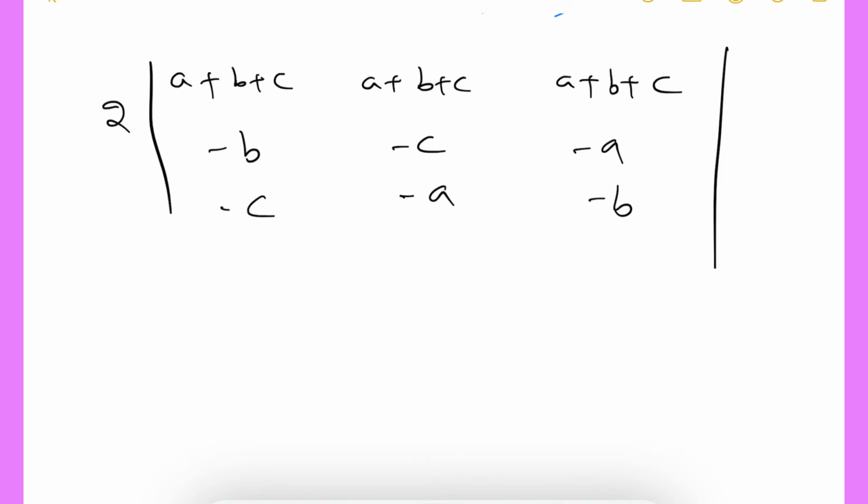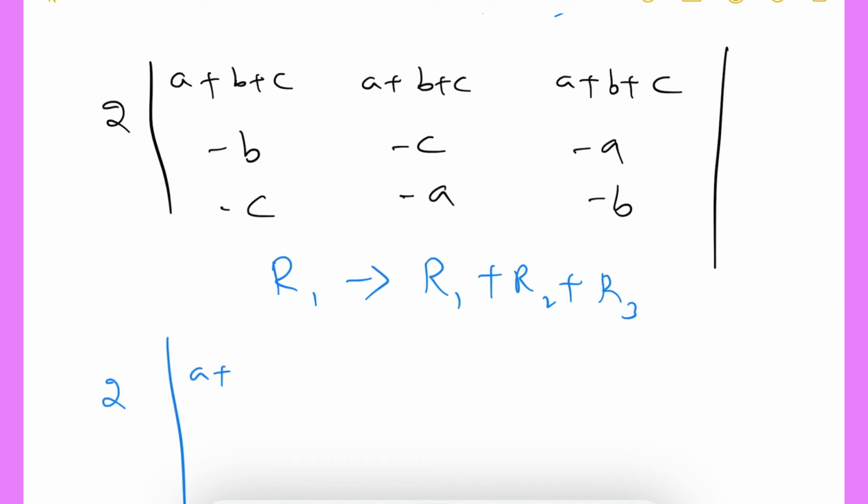So first row, I will write it as R1 plus R2 plus R3. Then what will it become? 2 as it is into A plus B plus C, R2 plus R3, right? So minus B minus C. The same way with the second element, A plus B plus C minus C minus A. Third element, A plus B plus C minus A minus B.